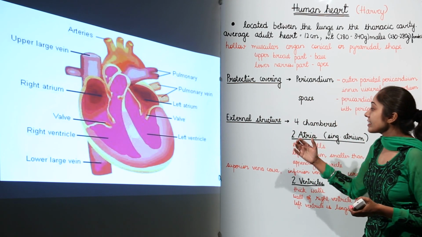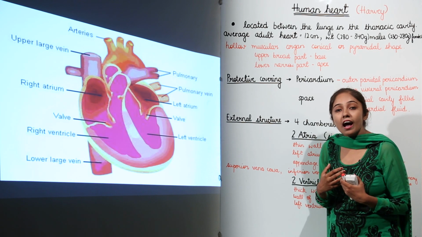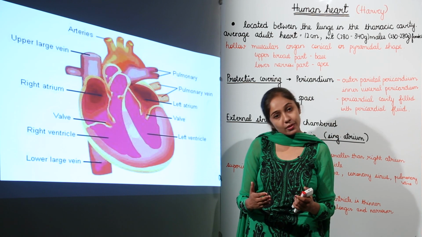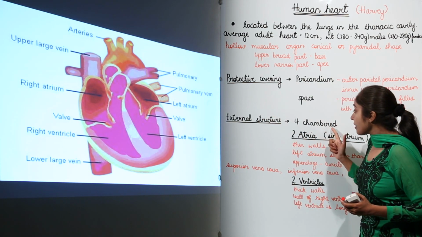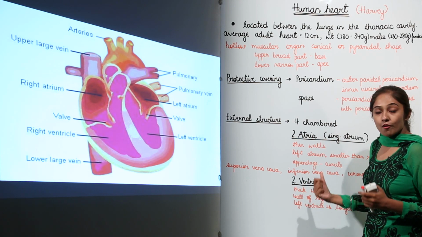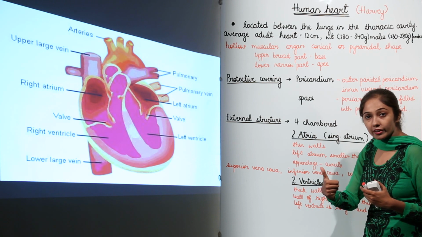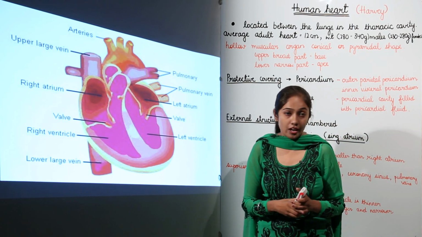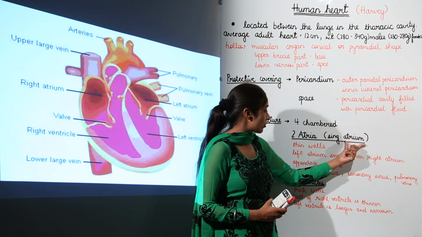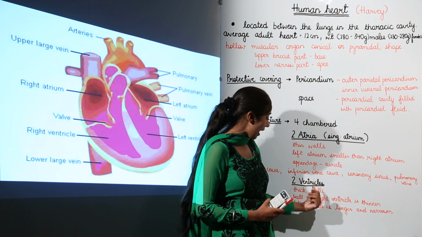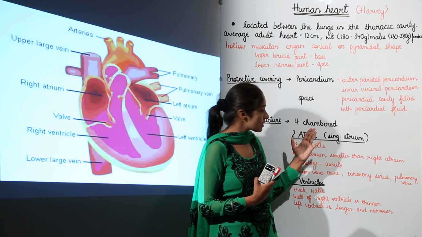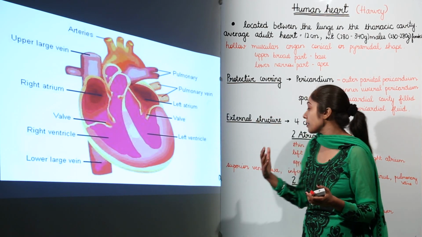Then let's discuss the external structure. Our heart is four chambered. Out of these four we have two atria and two ventricles. When you're speaking about one, you will not call it atria, you will call it atrium. So we have two atria and two ventricles. So 2 plus 2 is 4, and our heart is four chambered.